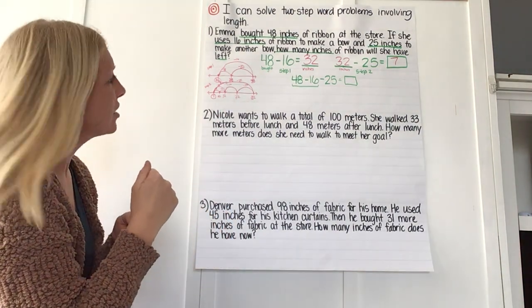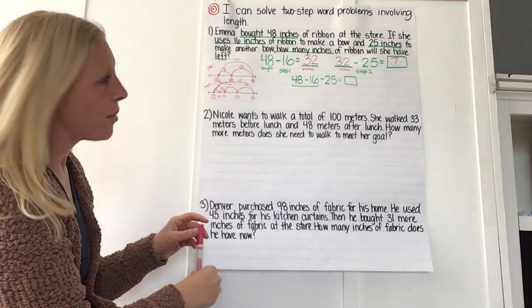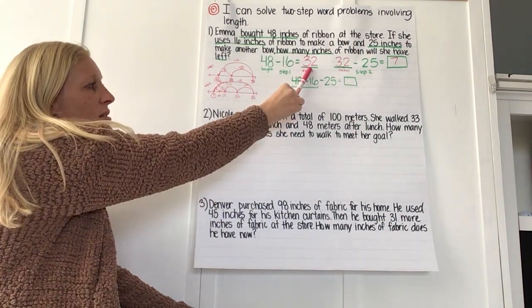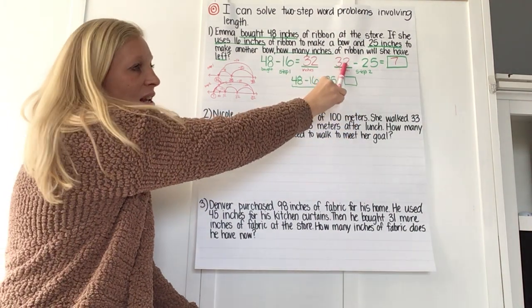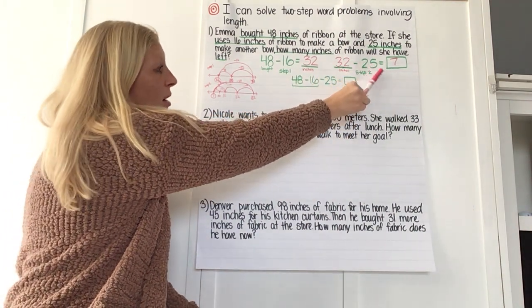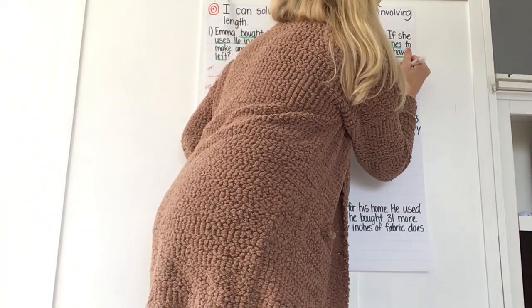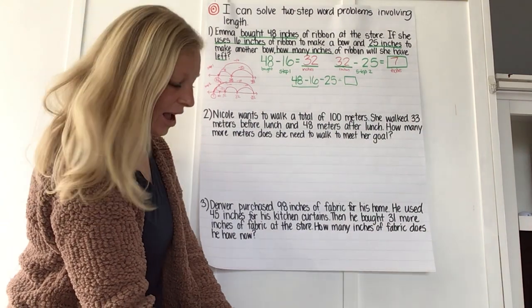Okay, how does this person's work help them find that unknown? Okay, starting at 48, taking away that first chunk to find the answer, how many was left after that first bow? Then using that to take away the inches for the second bow, leaves you with 7 inches left, right? I should relabel that.